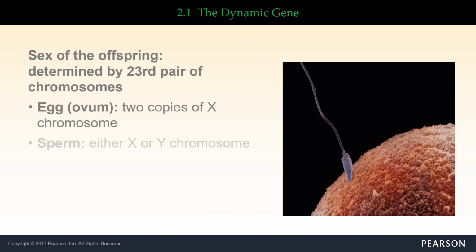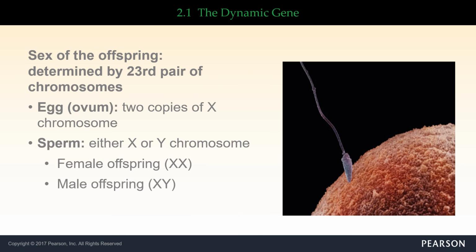So sex of the offspring, as we mentioned before, is determined by the 23rd pair of chromosomes. In the egg or ovum, 2 copies of X chromosome are there, and in the sperm, there is either an X or a Y chromosome. Female offspring have 2 X's. Male offspring have X and Y. And in the photo here, you can see a sperm trying to penetrate an egg.